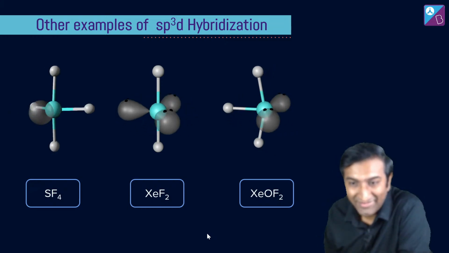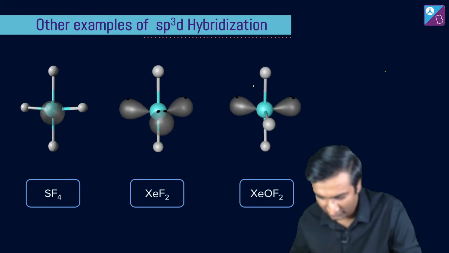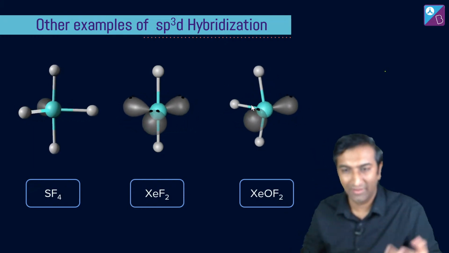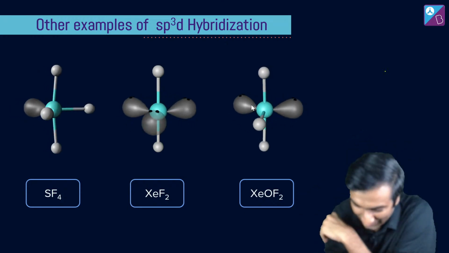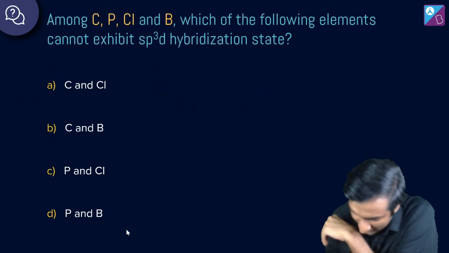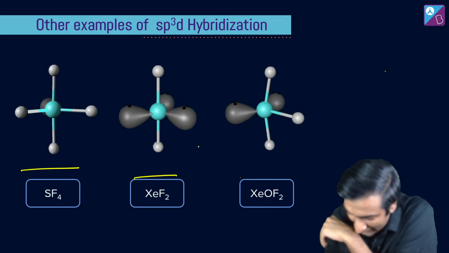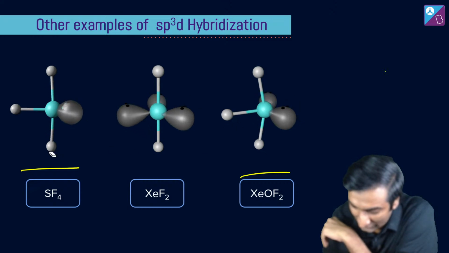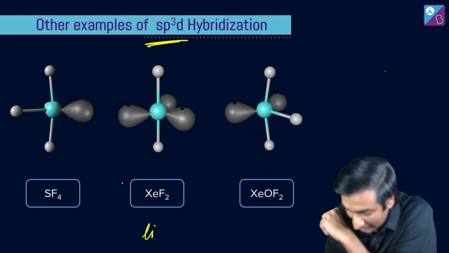Look, SF4, XeF2. One minute. This is bugging out a little bit, it's not smooth. One second. There you go. It became smooth as soon as I said it. Look at that animation, it's smooth now. Okay. SF4, XeF2 and XeOF2. The hybridization of these three is sp3d, but the shapes are different. Look, this one is linear.